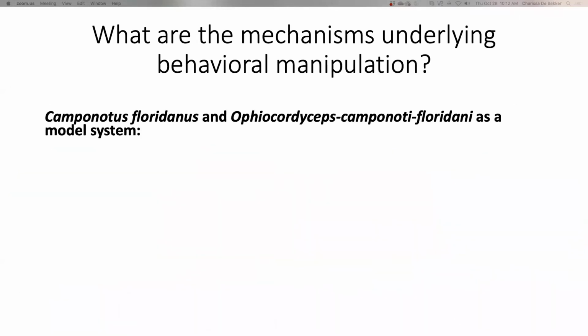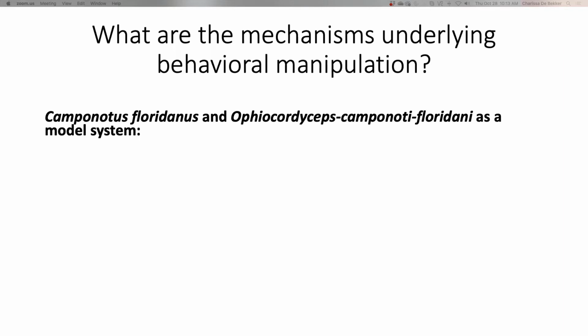There we go. My lab basically tries to answer what the mechanisms underlying behavioral manipulation are. So we don't focus as much on the biodiversity. We leave that to some other experts in the field who are much better at this than we are. But we really ask questions about how this works. So nowadays we use Camponotus floridanus, the Florida carpenter ant, and its specialized Ophiocordyceps camponoti-floridani fungus as a model system.